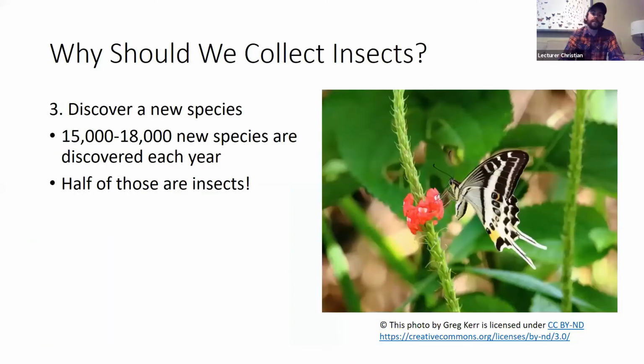So another reason we collect insects is to discover new species. 15,000 to 18,000 new species are discovered each year. And as you learned the other day, insects are some of the most numerous animals on the planet. So it's not surprising that half of the new species described each year are insects. And here you can see a swallowtail butterfly that was recently discovered in Fiji.